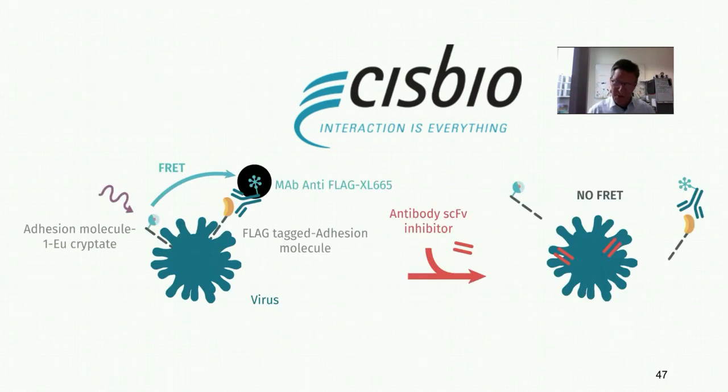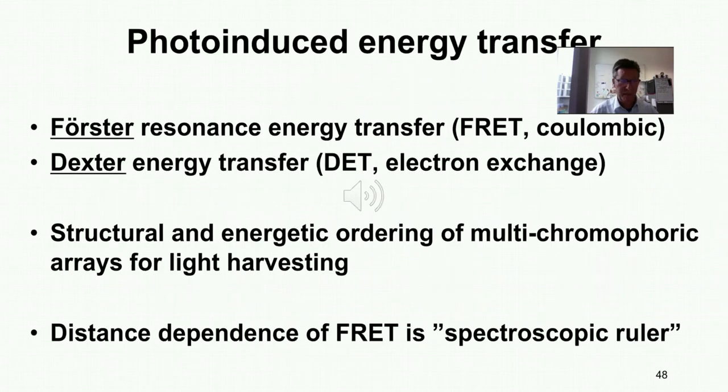They can even do it on virus particles to keep it in a temporary fashion. Here we see that an inhibitor can take away the FRET interaction between biomolecules that associate on the virus. So it is really an application. The Förster theory is really applied in assays.